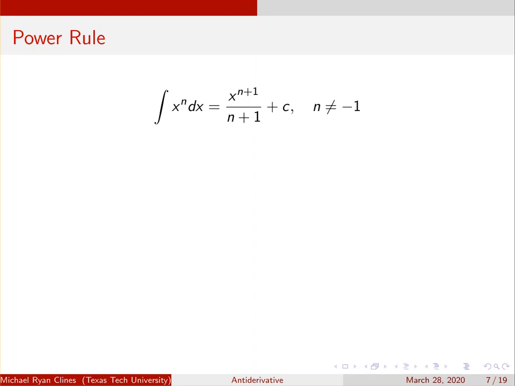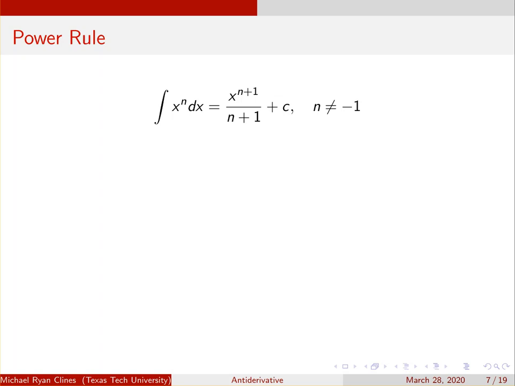What this is saying is the integral of x to some power n with respect to x is equal to x to the n plus 1 divided by n plus 1 plus c. So this is a formula you just got to know off the top of your head. The integral of x to some power of n is equal to x raised to that power of n plus 1 divided by n plus 1 plus your integrating constant. Can't forget that plus c.